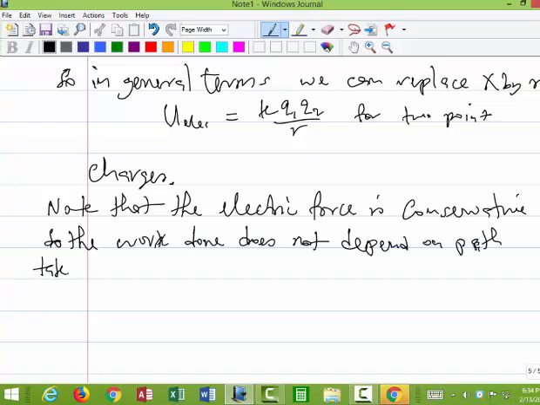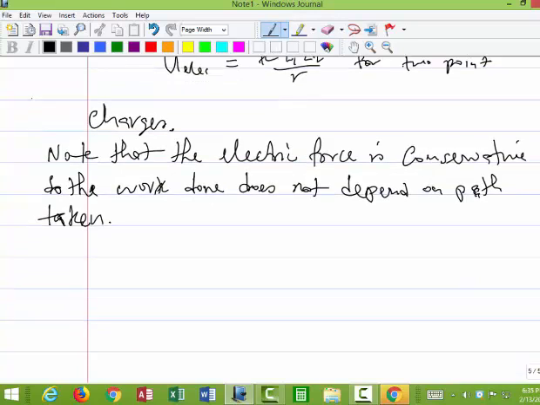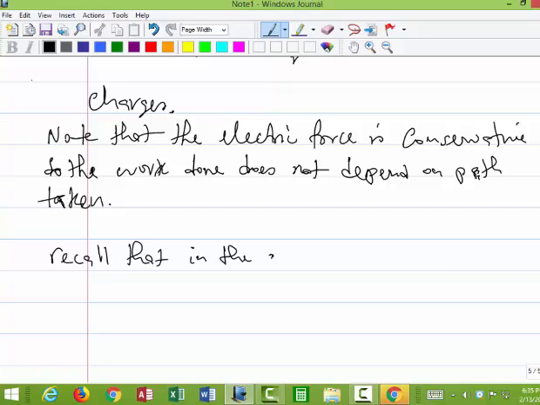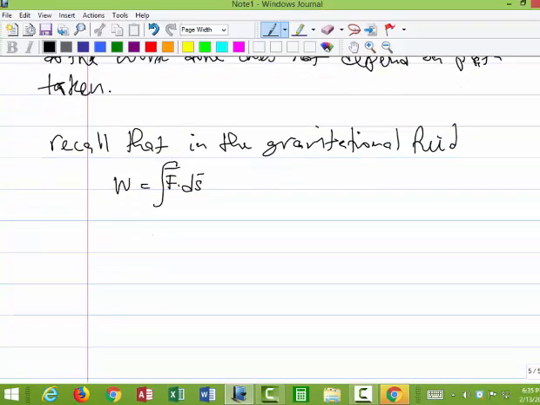Now this is the same as what we did for the gravitational field. The gravitational force is also a conservative force, so the work done by the gravitational force is independent of the path. Let me remind you of that a little bit. We recall that in the gravitational field, work done was equal to force times distance, of course. Again, we can use ds and integrate it, where the force there is the gravitational force.